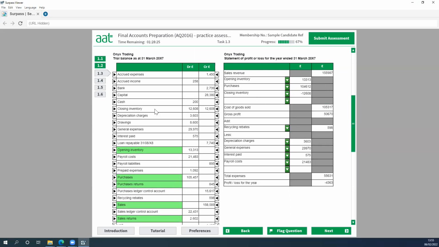Our closing inventory is the stock figure that goes in our statement of financial position as a current asset, doesn't it? So £12,608. So opening stock plus purchases minus closing stock gives us a cost of sales, or cost of goods sold, of £105,370. We've then got to work out what our gross profit is.